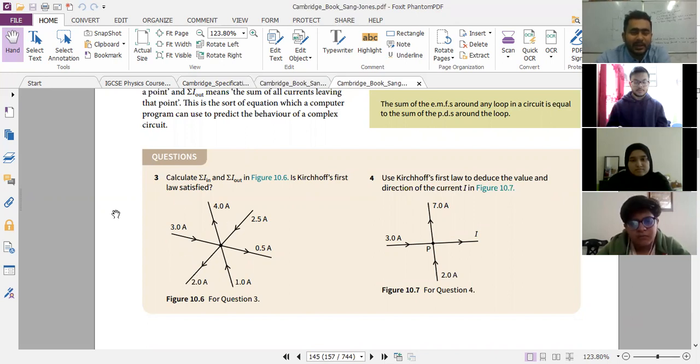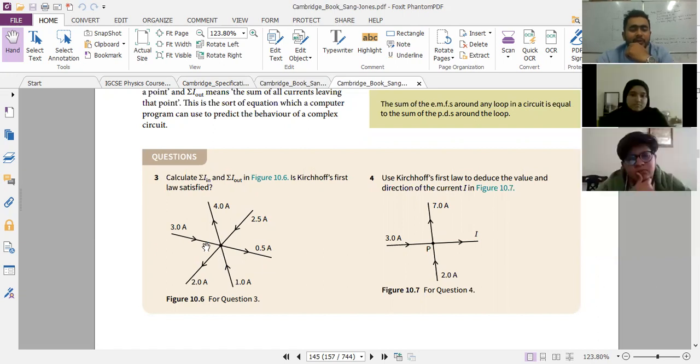Hur Abbas, in number 3, Sami and Nabila, you will check whether Hur Abbas's answer is correct. Hur Abbas, we can see here there is no unknown current, there are many currents here. The sum of the entering currents is 1, 2 and 3, and the currents going away are 1, 2 and 3. They told us to check. Look at that. Calculate the sum of I in and the sum of I out in figure 10.6. Is Kirchhoff's first law satisfied? So first of all, the sum of I in. What is the answer? 6.5. 6.5. Let's check. Nabila, is Hur Abbas right? Is that 6.5?